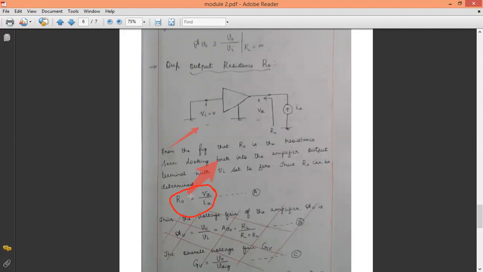Which is the first parameter? Which is the first parameter, Rahil? Input resistance. Second parameter?